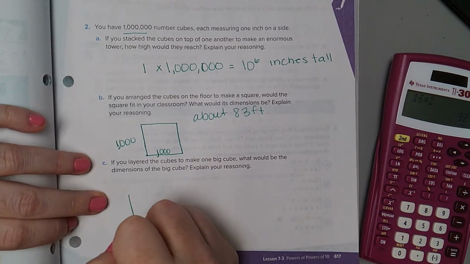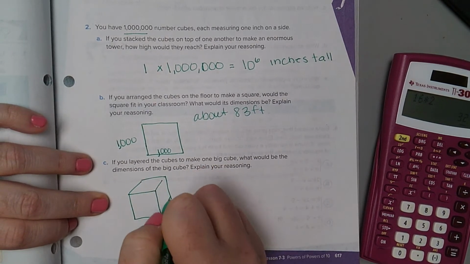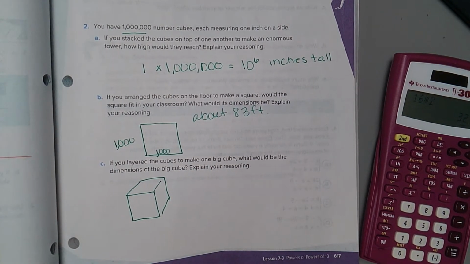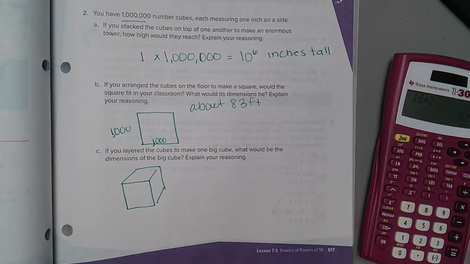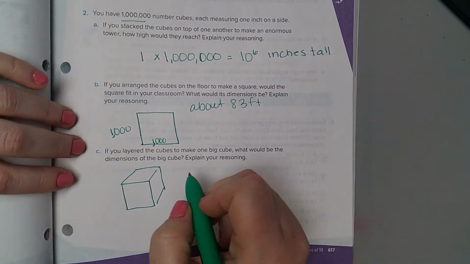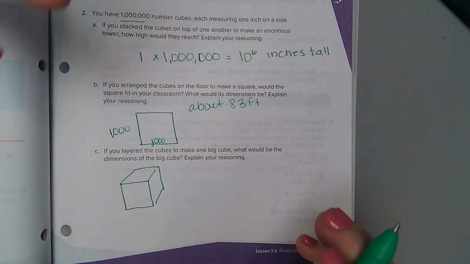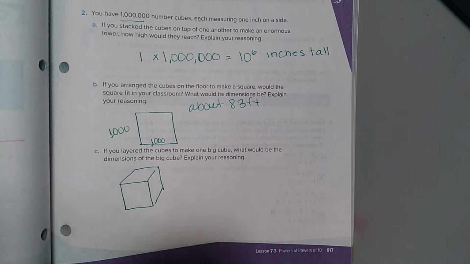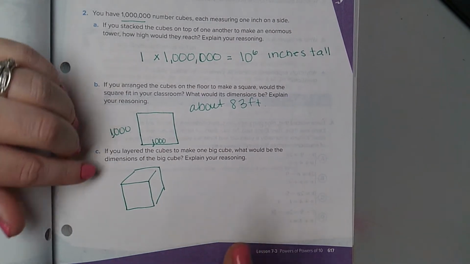So now we have a cube. So we need to figure out something times something times something equals 1,000,000. So to find that out, we would have the cube root of 1,000,000, but powers of 10s we kind of know. So 10 to the power of 3 is 1,000. 100 to the power of 2 is 10,000. 100 to the power of 3 is 1,000,000.